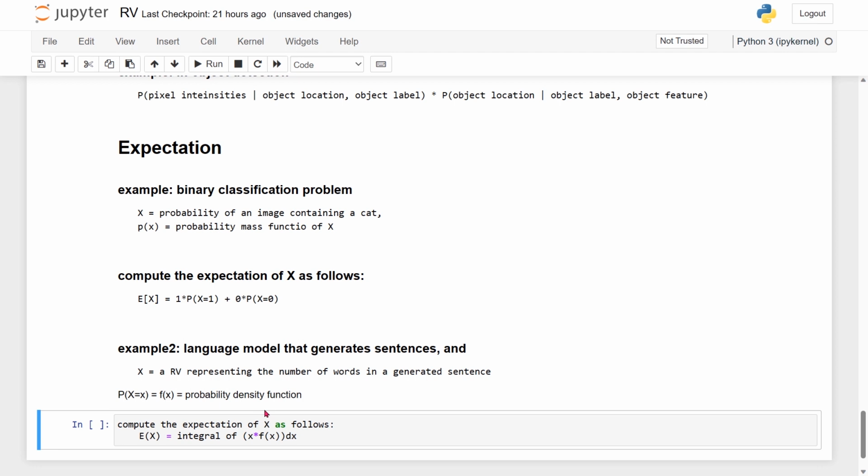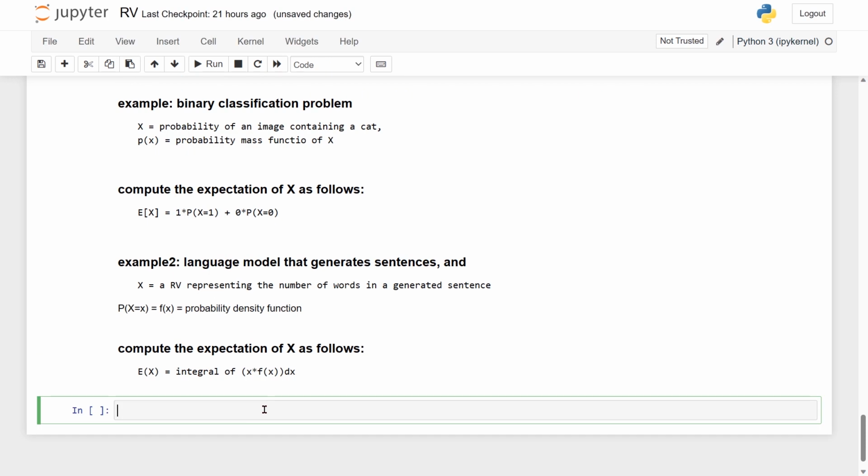The expectation of a random variable is a useful measure in probability theory, as it summarizes the behavior of the random variable with a single number. It's often used in statistics and machine learning to compare different models or to evaluate the performance of a model on a data set.